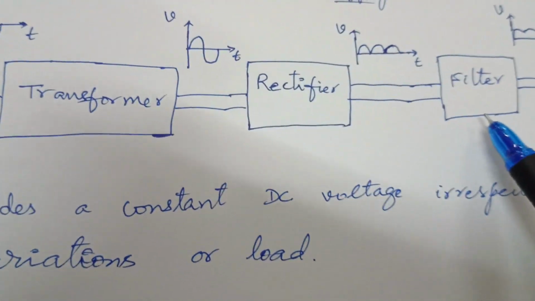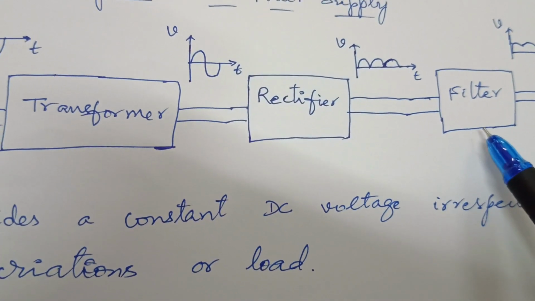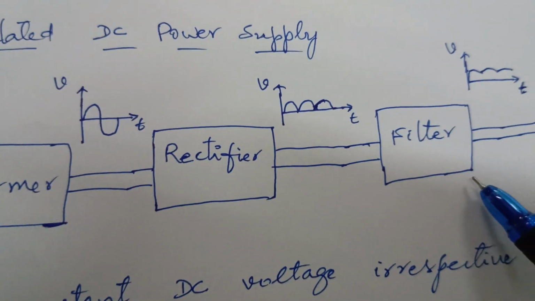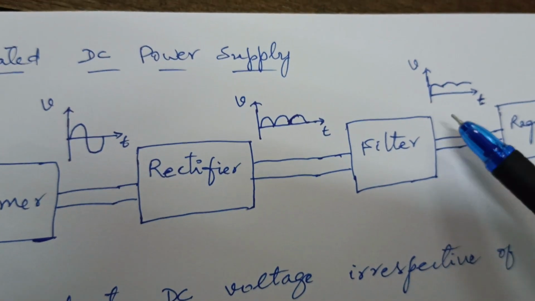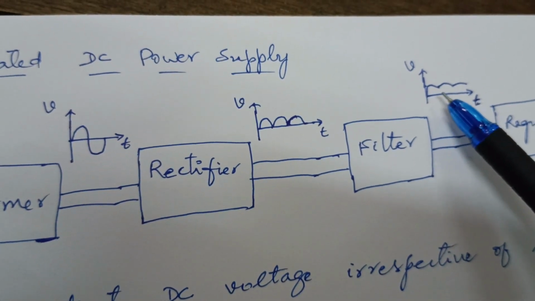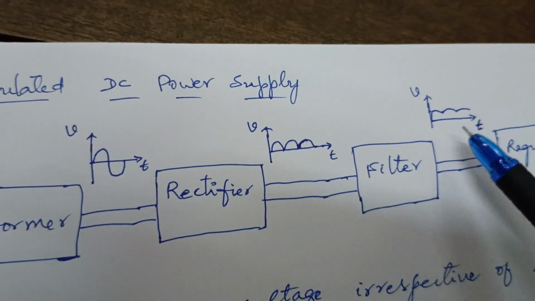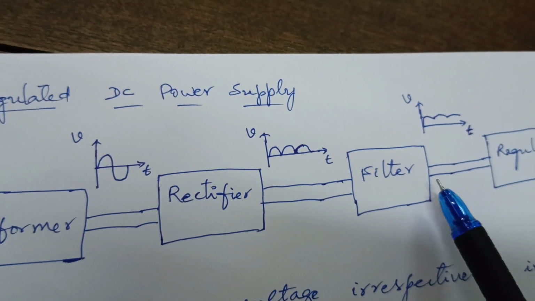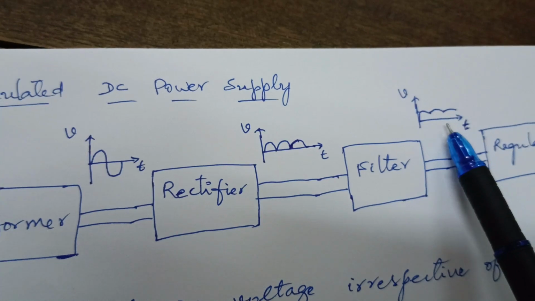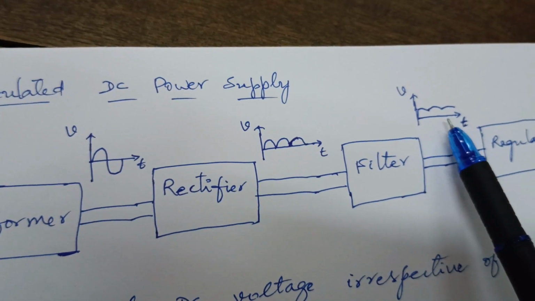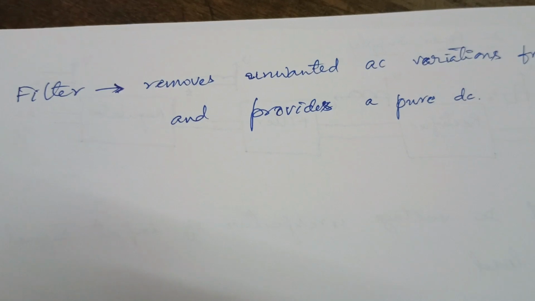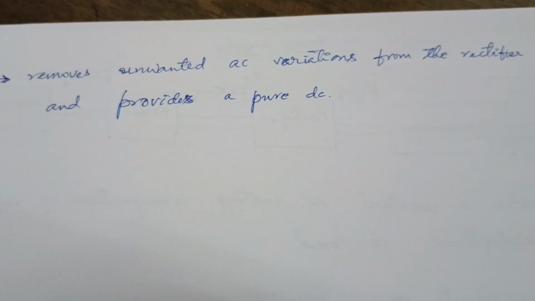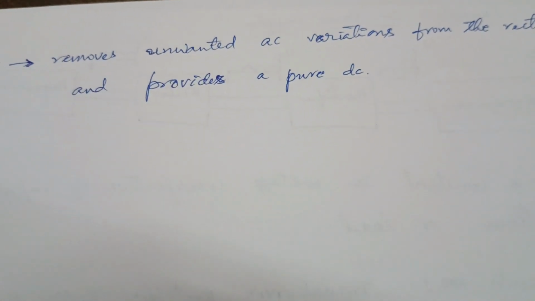So a filter is a circuit which is used to remove unwanted AC signal from the rectifier output. The filter circuit removes unwanted AC signal and it provides more DC, almost a pure DC output. Here pulsating output is there in the rectifier. The filter circuit removes AC components from the rectifier output and it gives almost a pure DC signal.